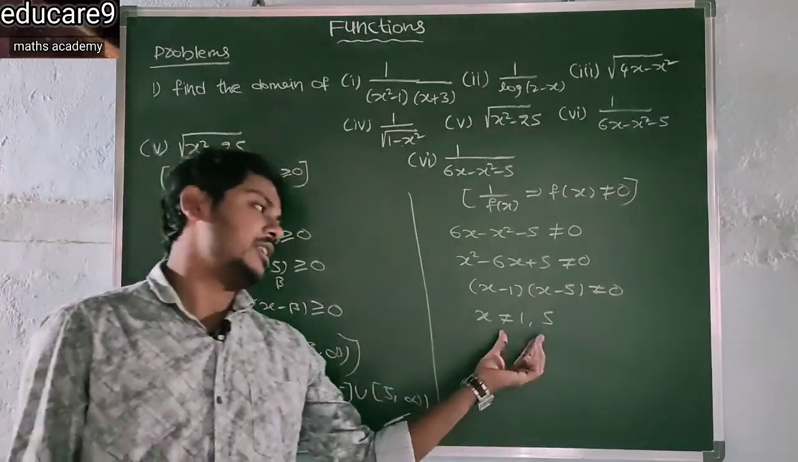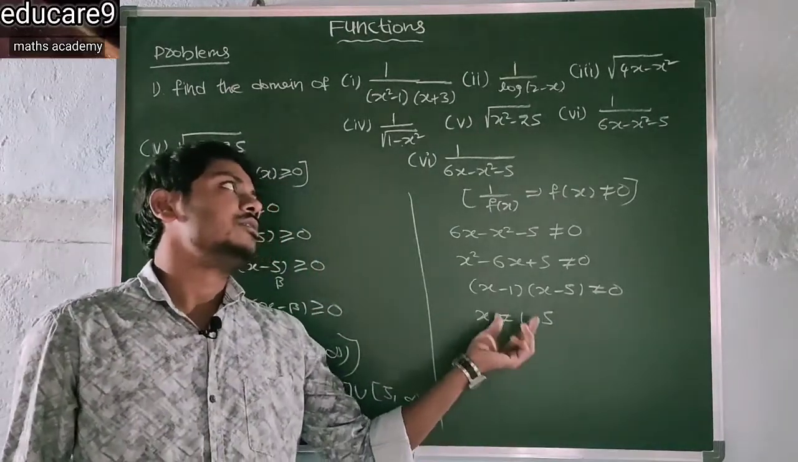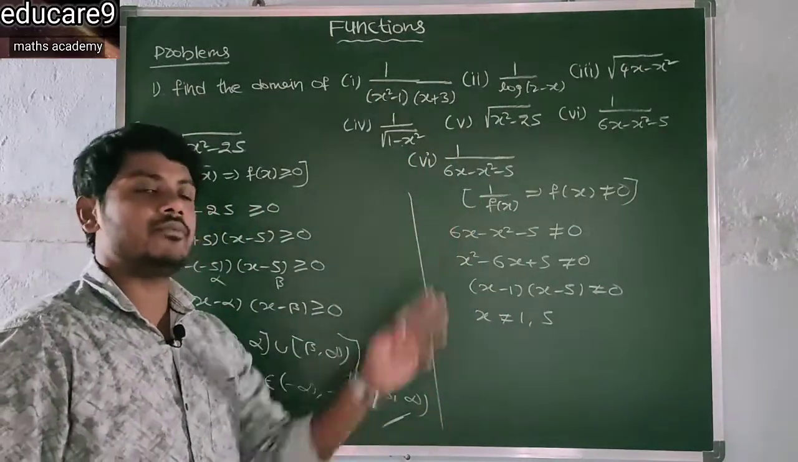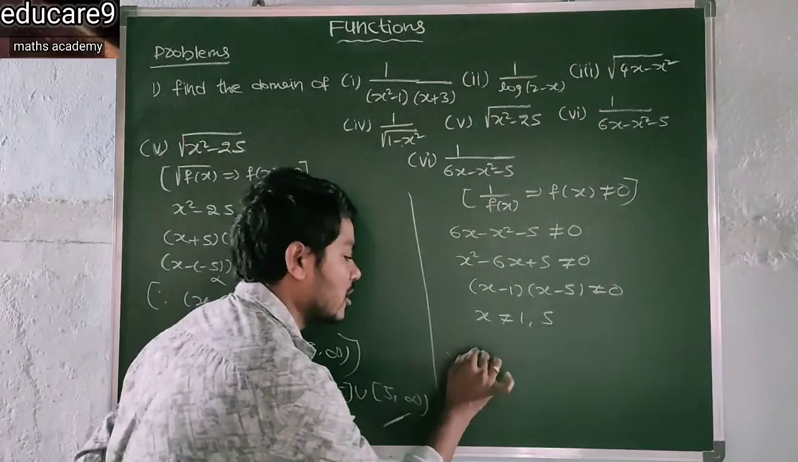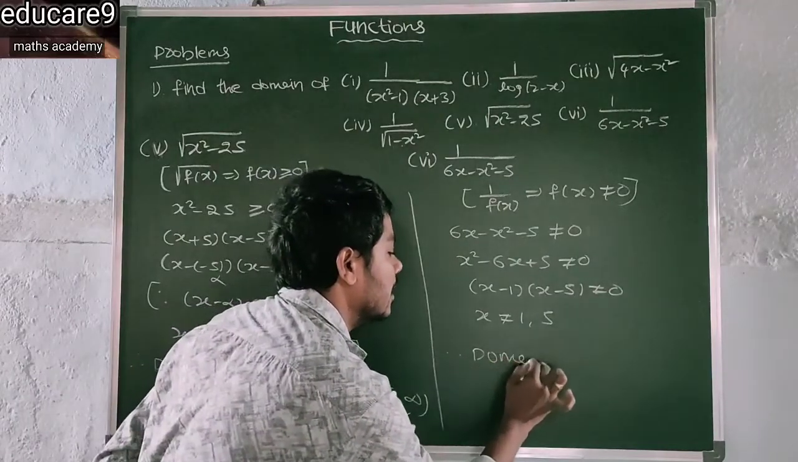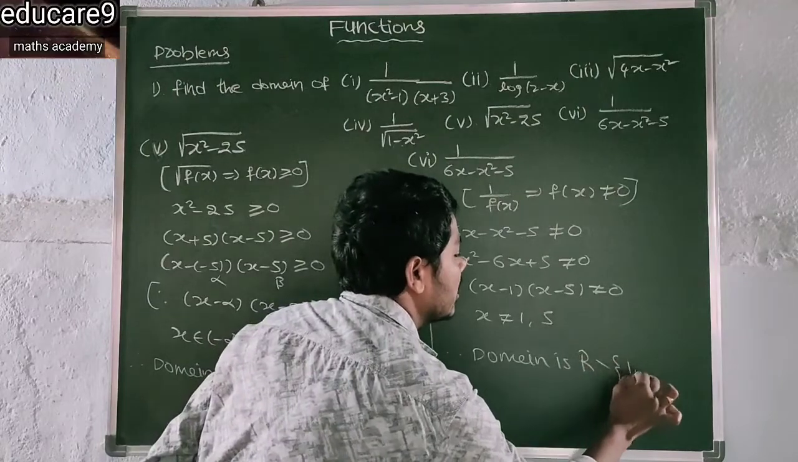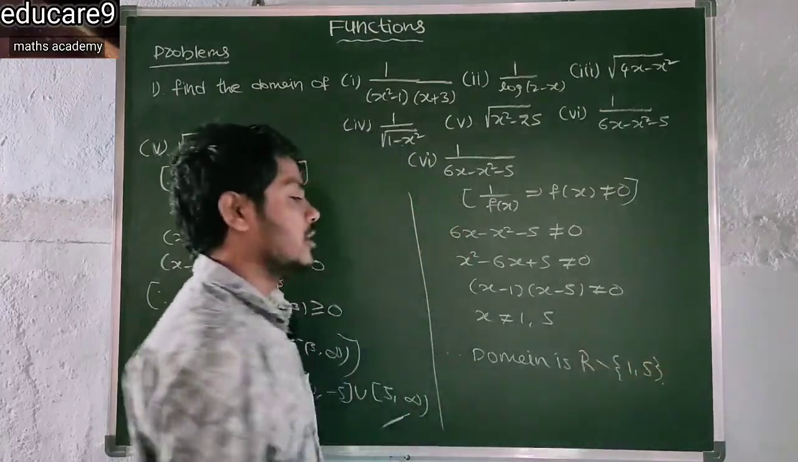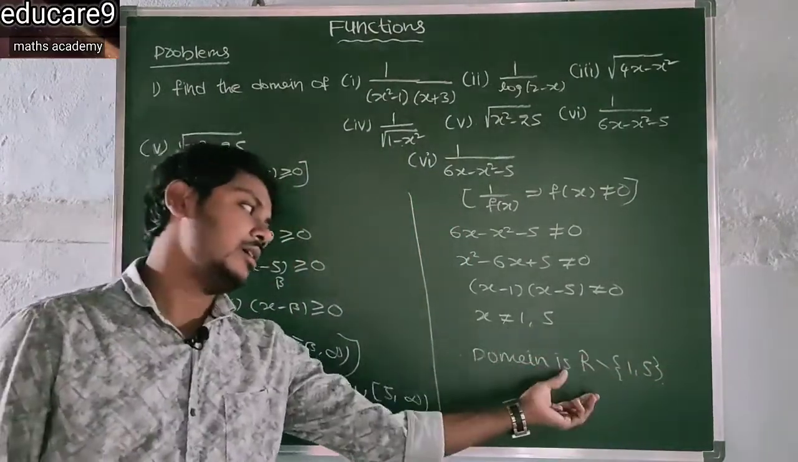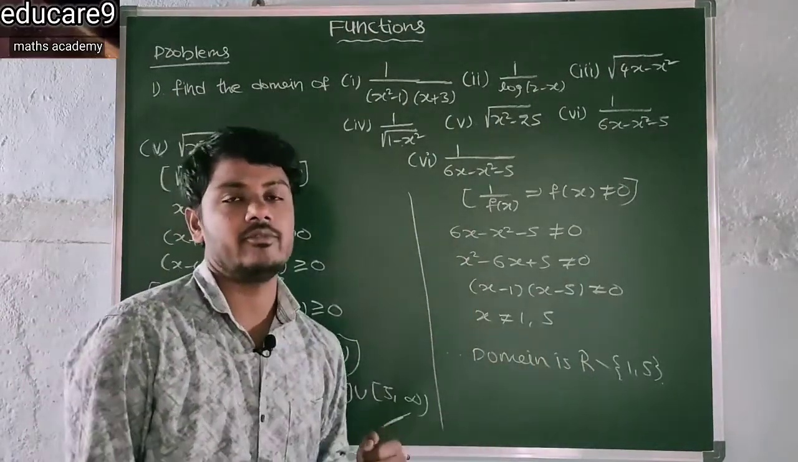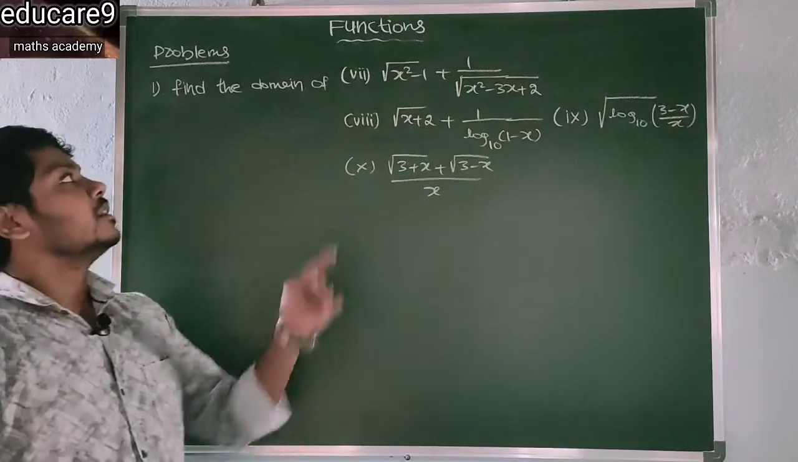So except these values, all the remaining values are satisfied for the given function. Therefore domain is R minus {1, 5}. So remove 1 comma 5 from the real numbers. That is the domain of the given function. So see the next question.